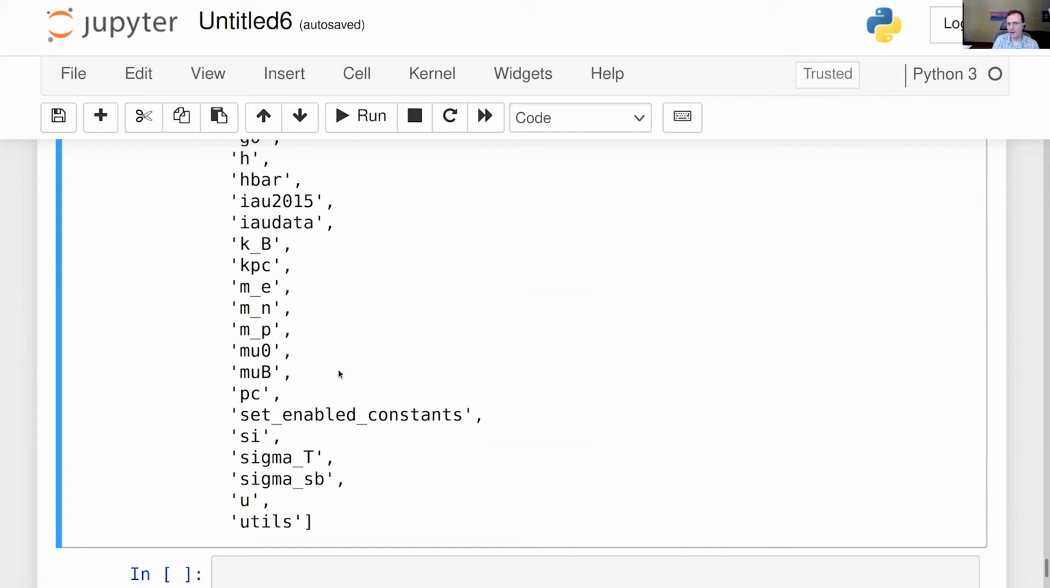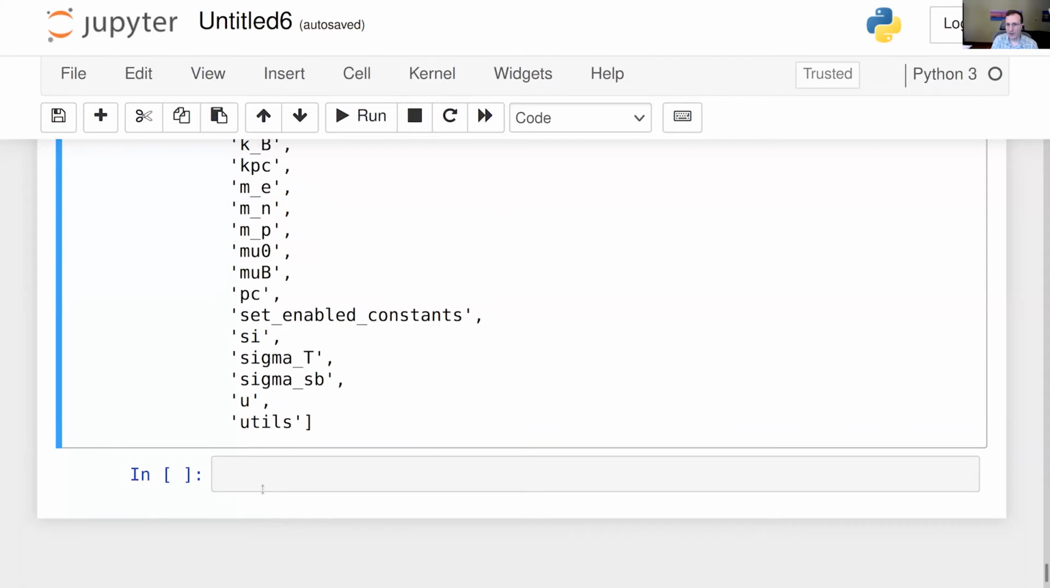And it's helpful to use astropy.constants because if we type in constants ourselves, there's a chance that we'll have a typo in that. So if we import it directly, then we can have more confidence that we're getting it right.